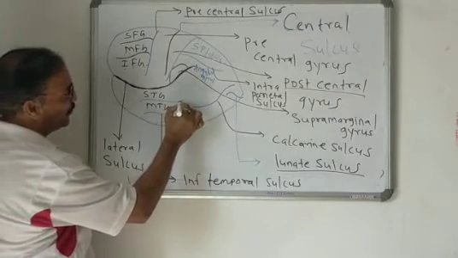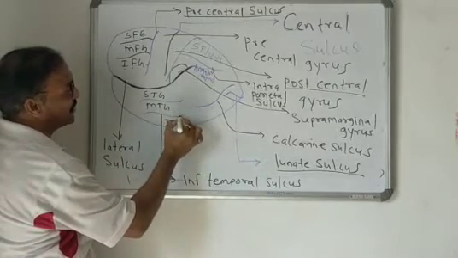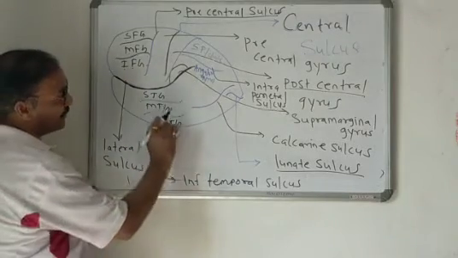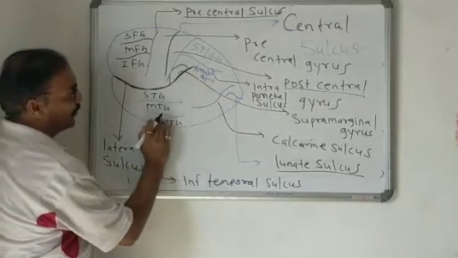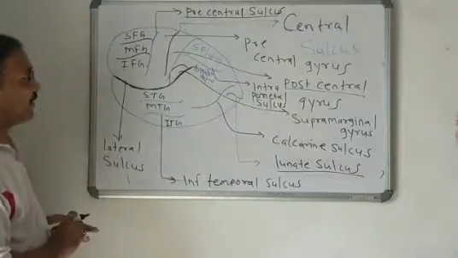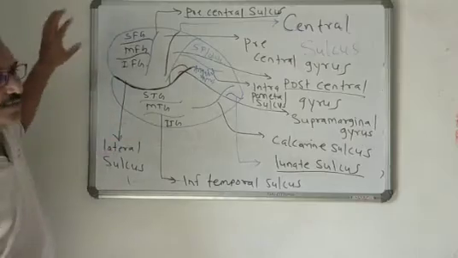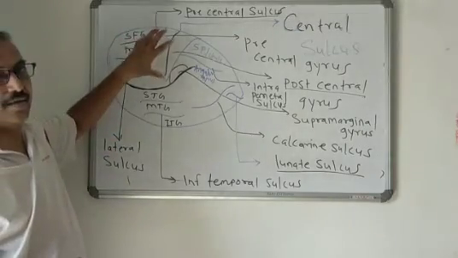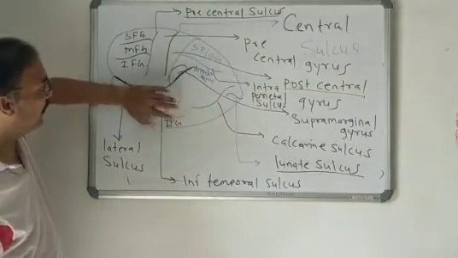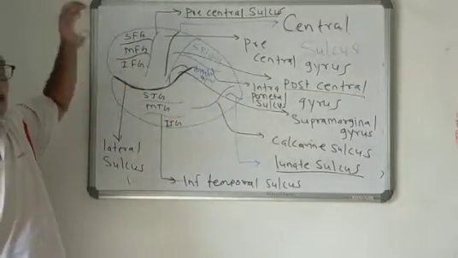Between the superior temporal sulcus and inferior temporal sulcus, the gyrus present is the middle temporal gyrus. Then just below the inferior temporal sulcus, the gyrus present is the inferior temporal gyrus. So remember, these are the important sulci present over the frontal, parietal, occipital and temporal lobes.